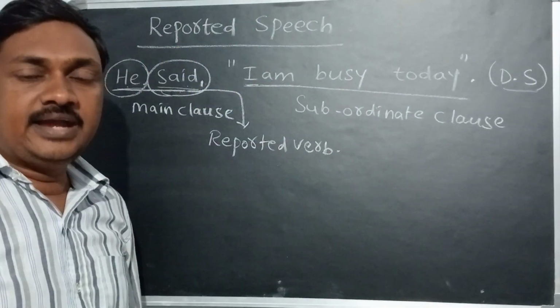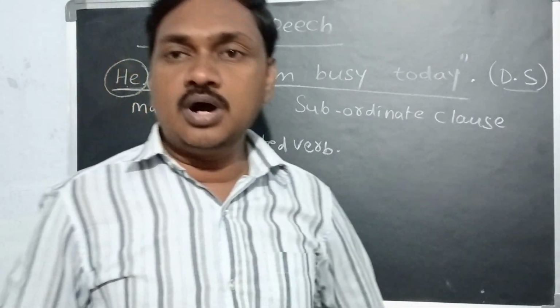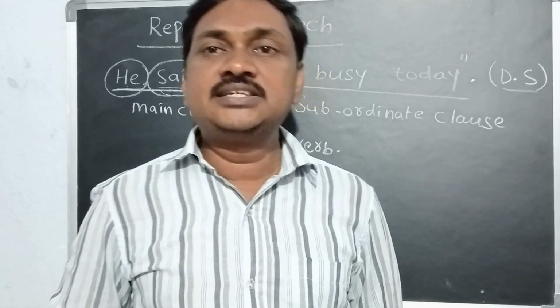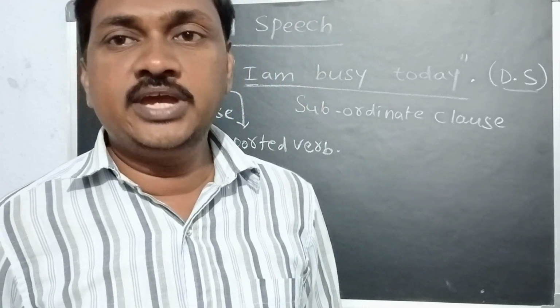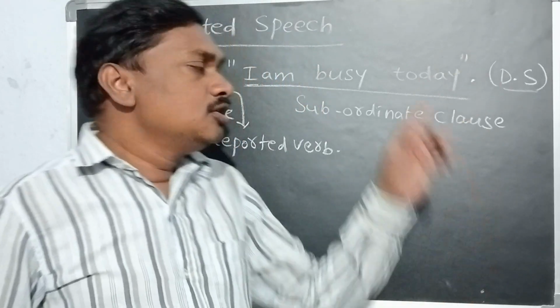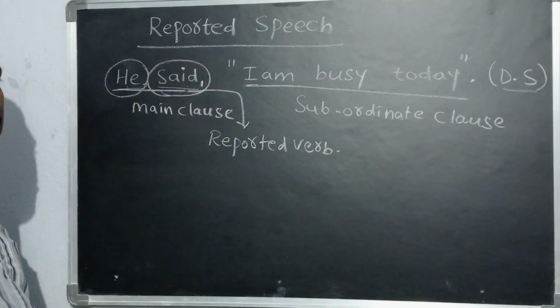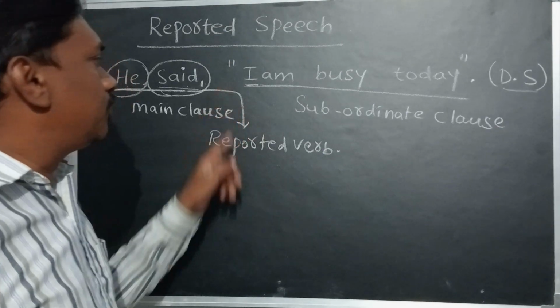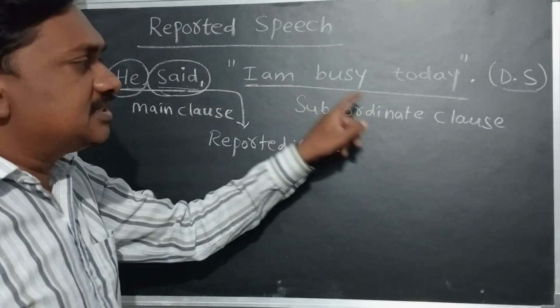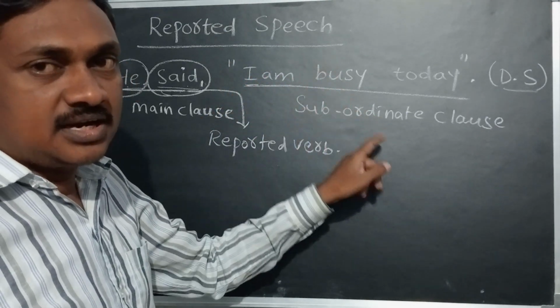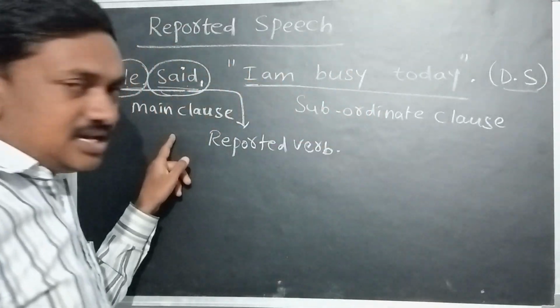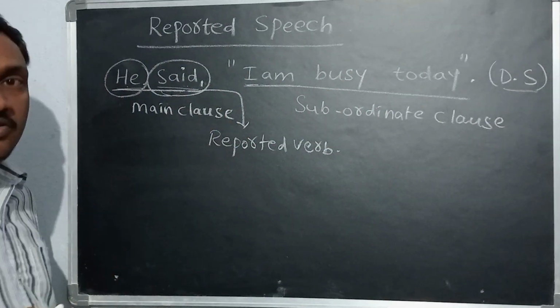So, important point. In direct speech, there should be two parts. One is the main clause, the second one is the subordinate clause. The verb which is in the main clause is the reported verb. So the subordinate clause always depends upon the main clause, especially the reported verb.